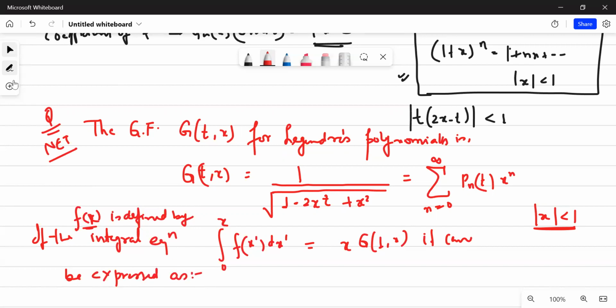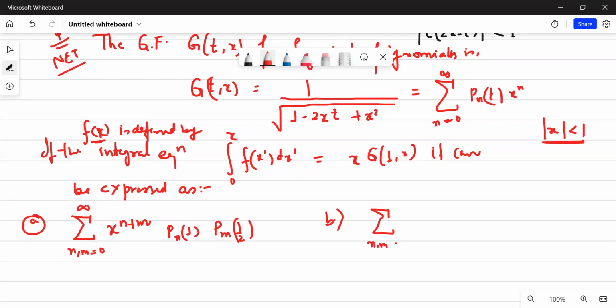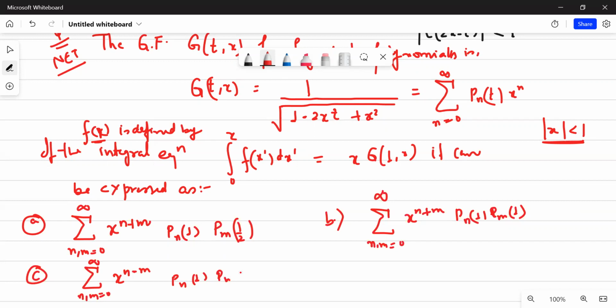as. Now option number 1 which was given to you in the exam was... option number B. It was given to you was... option number D. It was given in the exam, summation.